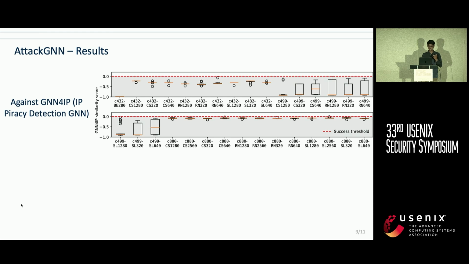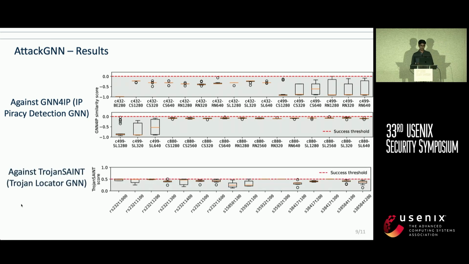And essentially what ended up happening is that when we perturb all these circuits that I've shown here using our AttackGNN technique, we are actually able to evade GNN for IP for all of them. And not only just once, we are actually able to create multiple variants of each circuit that evade GNN for IP for all the different circuits that we tested.